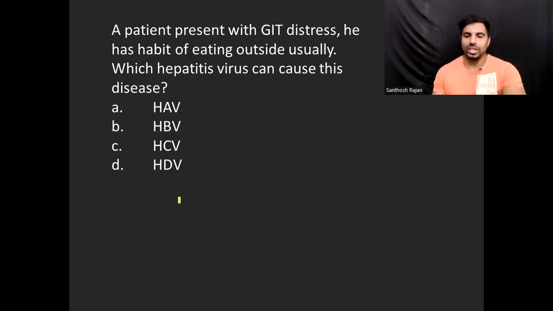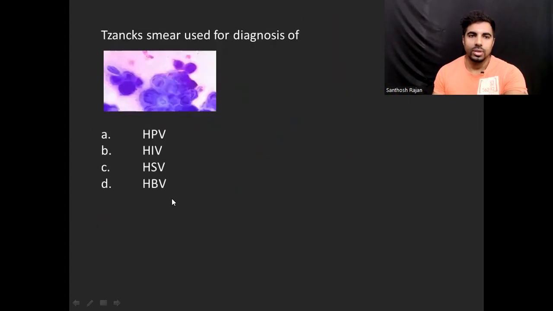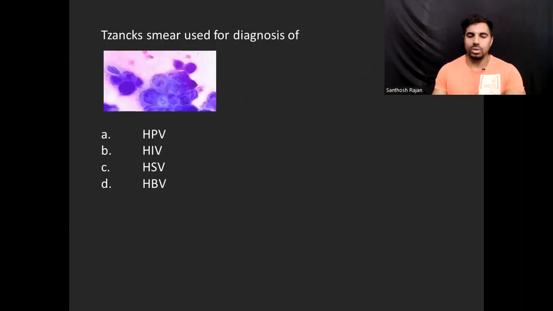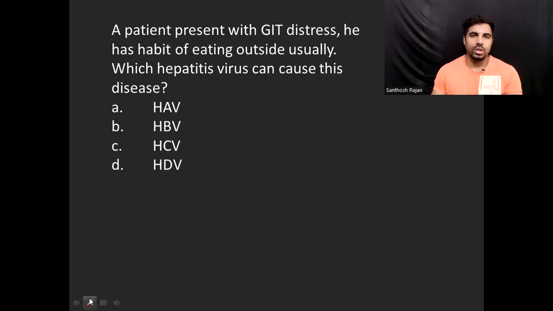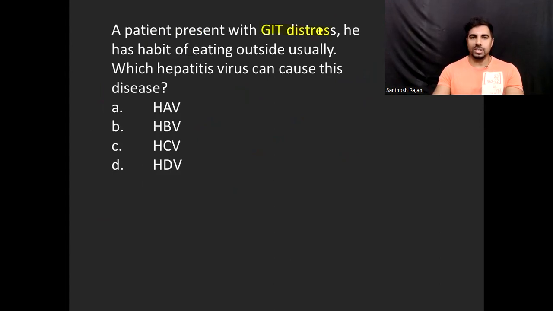Look at this beautiful question. Here it says a GIT patient presents with GIT distress. He has a habit of eating outside. Eating is a problem. Which hepatitis virus can cause this disease? It's very, very simple.